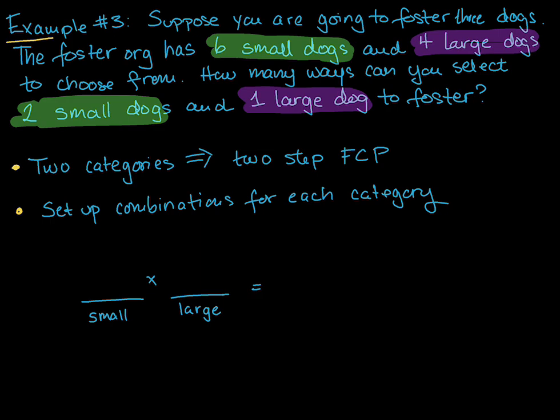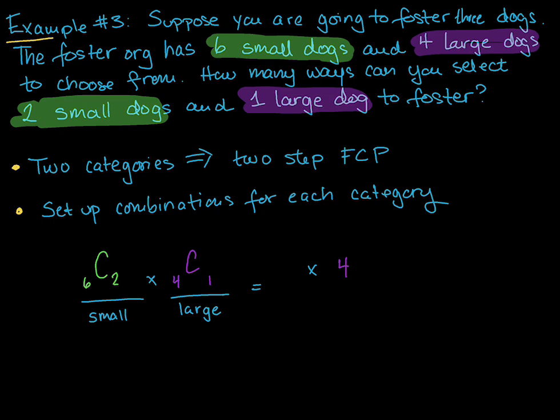All right, so for the small dogs, again, order doesn't matter, so we're choosing 2 dogs out of the 6. And then for the large dogs, we're choosing 1 out of 4. So you can go ahead and put this in your calculator. I know that choosing 1 out of 4, well, there's only 4 ways to do that, right? So if you forget, you can just put it in your calculator. But 6 choose 2, you can also put that in your calculator.